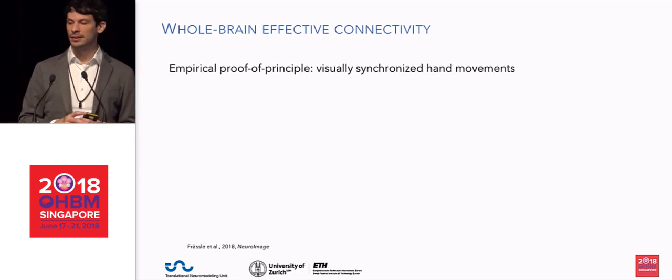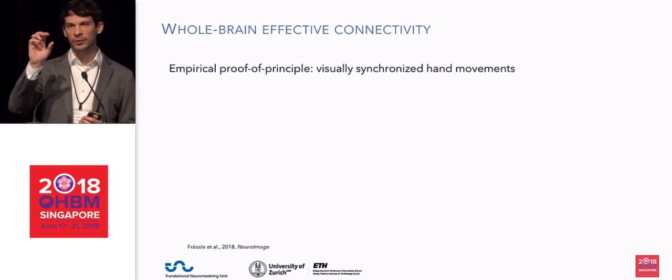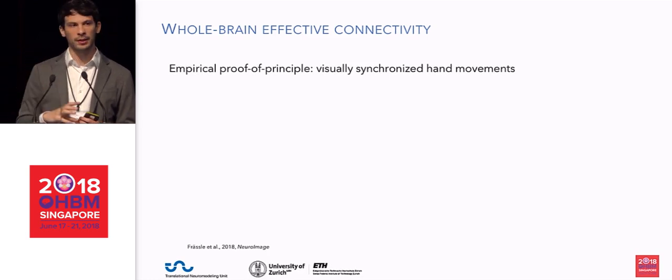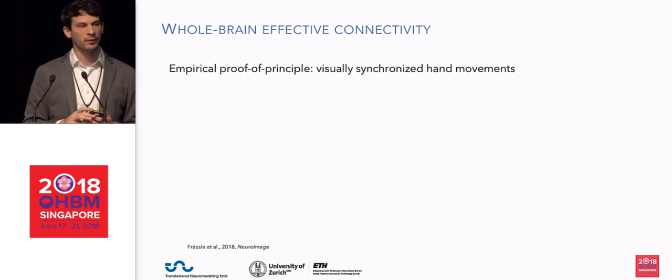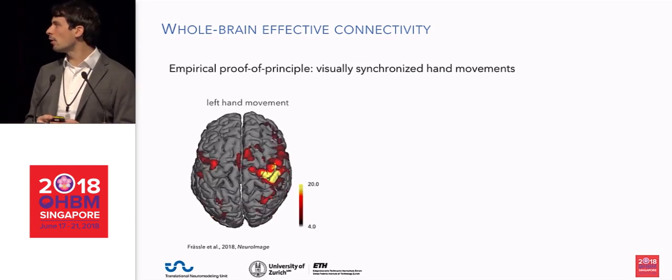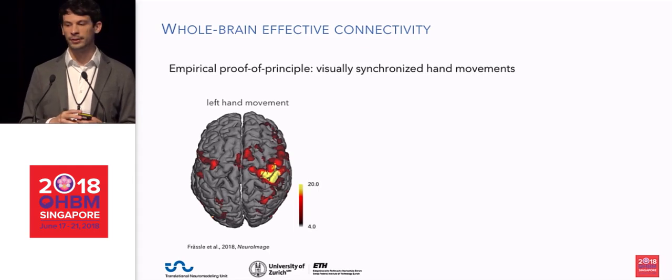And that subject participated in a hand movement paradigm. So he was seeing a visual cue that was blinking at a certain frequency, and the subject had to perform left hand movements in synchrony with that blinking. And what you can observe is the typical activation pattern that is associated with hand movements.